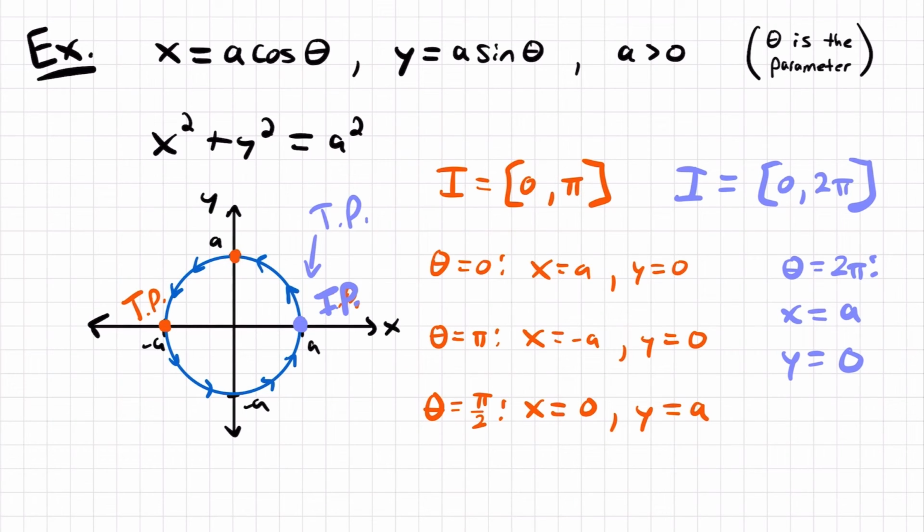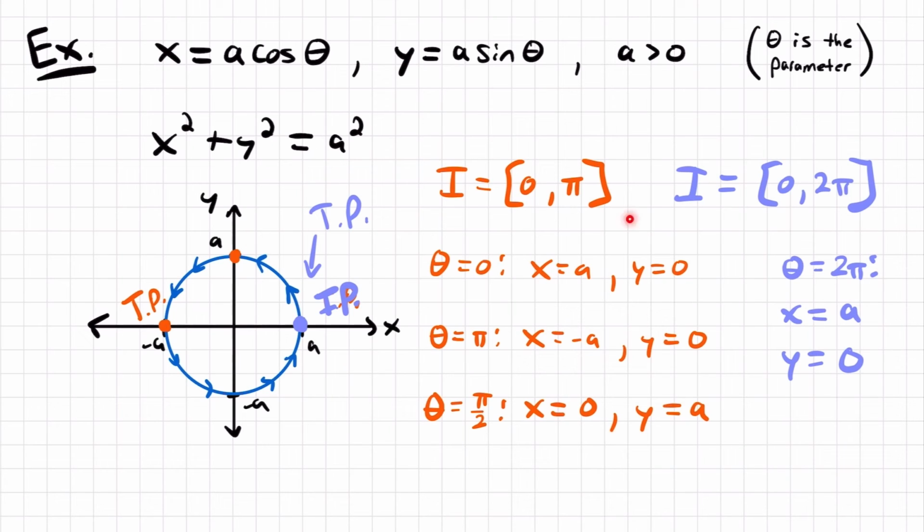If our interval was from 0 to 4 pi, we would make 2 full circles. Or if our interval was from 0 to 3 pi divided by 2, that's 3/4 of the way to 2 pi, then we would have 3/4 of a circle for our plane curve. All right, and so that's how our plane curve is going to look for parametric equations where you have some constant times cosine and that same constant times sine for your x and y coordinates.